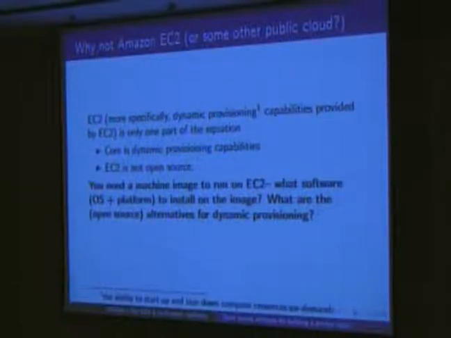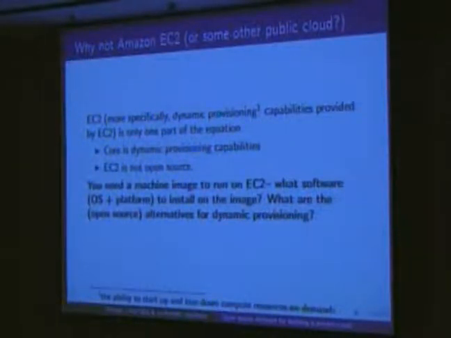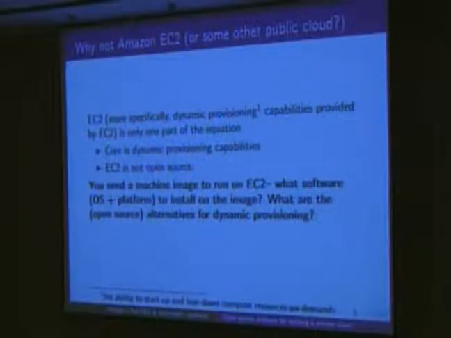So why not use Amazon? Well, Amazon's EC2, which is more specifically dynamic provisioning, is only one part of the equation, right? The core is dynamic provisioning, but it doesn't do other things, which we'll talk about later. And also EC2 is not open source. It's just a service that's provided. Even if you were to use EC2, you need a machine image to run on. So what's the software that you're going to install on this image? And then we're also going to look at what other open source alternatives there are to EC2. And in case you don't know what dynamic provisioning is, that's the definition there. You can request compute nodes on demand.